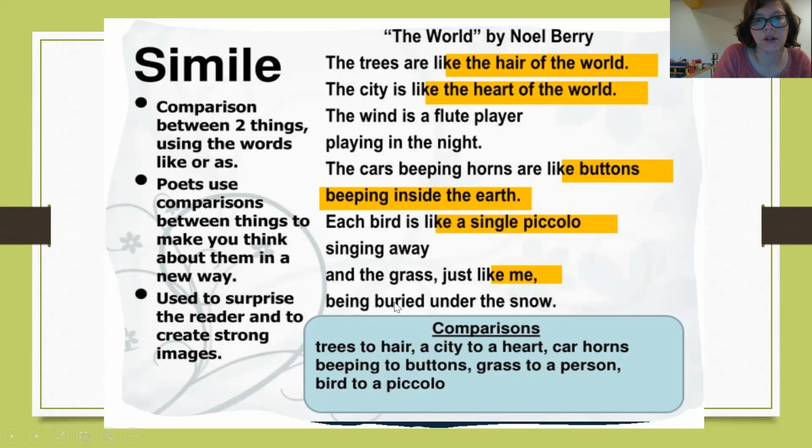So let's look at our comparisons. We had trees to hair, city to heart, car horns beeping to buttons, a bird to a piccolo. A piccolo is an instrument kind of like a flute, but smaller and at a higher pitch. And then we had grass to a person.